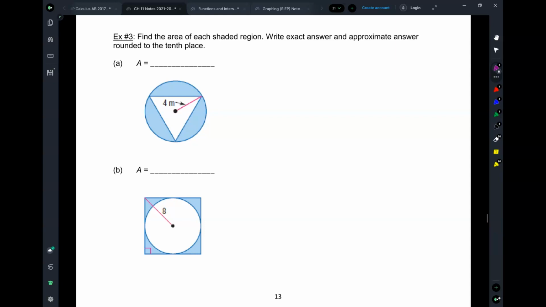So let's find the area of each of the shaded regions here. We want to write the exact answer and the approximate answer. All right? So here we go. To find the area of the shaded region, we need to find the area of the circle minus the area of that triangle, right? Okay. So let's do this.